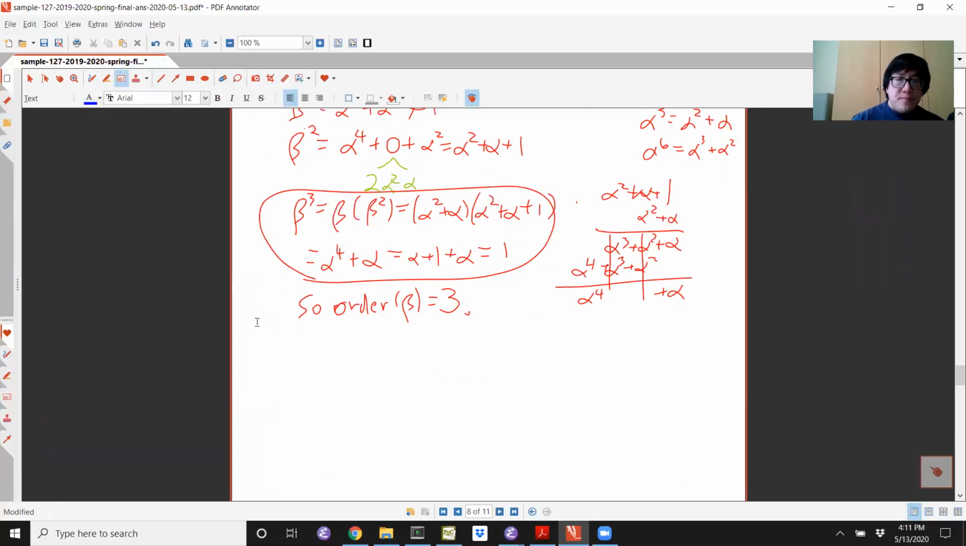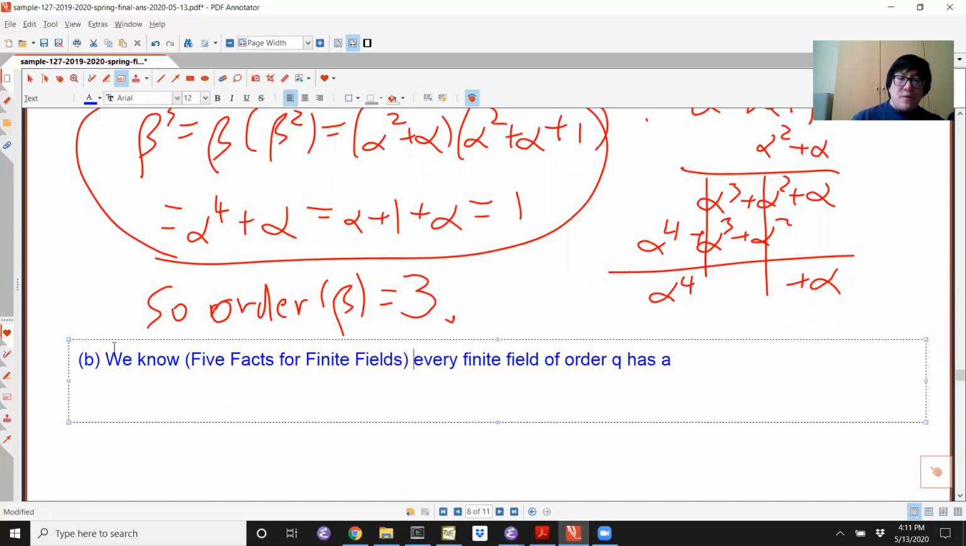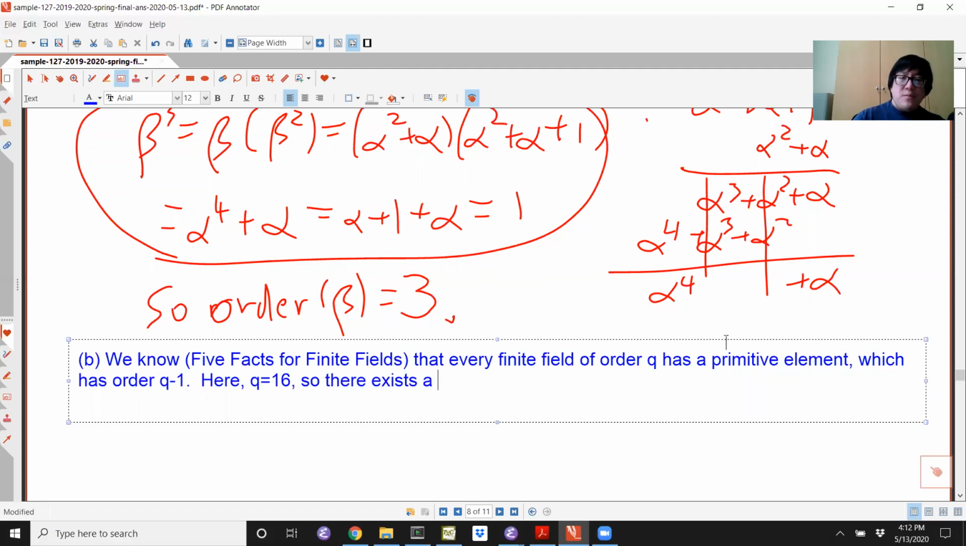Okay, so now part B. Part B, oops, and this is too small to read. Part B says that every finite field of order Q has... we know these are the 5 facts about finite fields. We know that every finite field of order Q has a primitive element which has order Q minus 1. Here, Q equals 16, so there exists a primitive element of order 15.